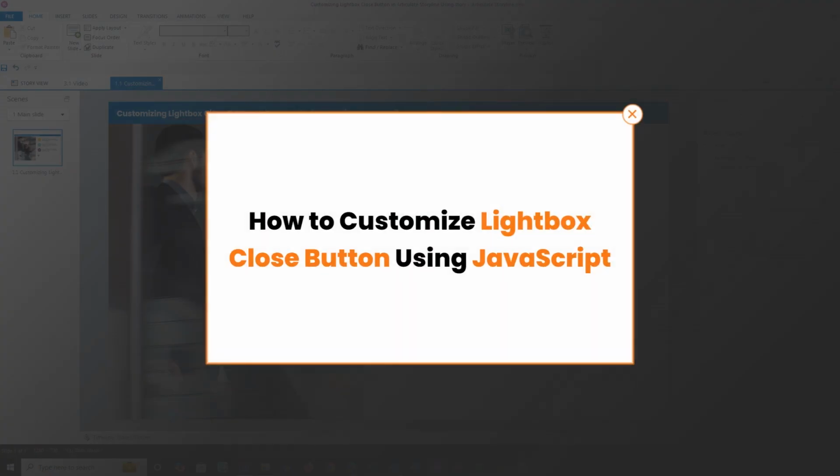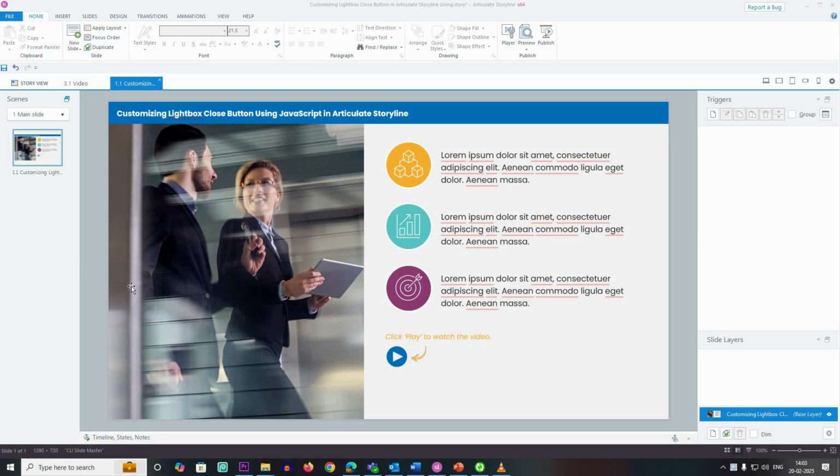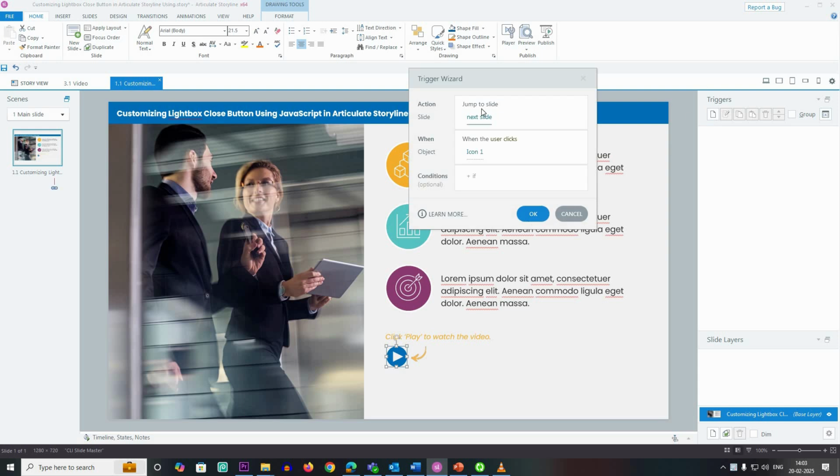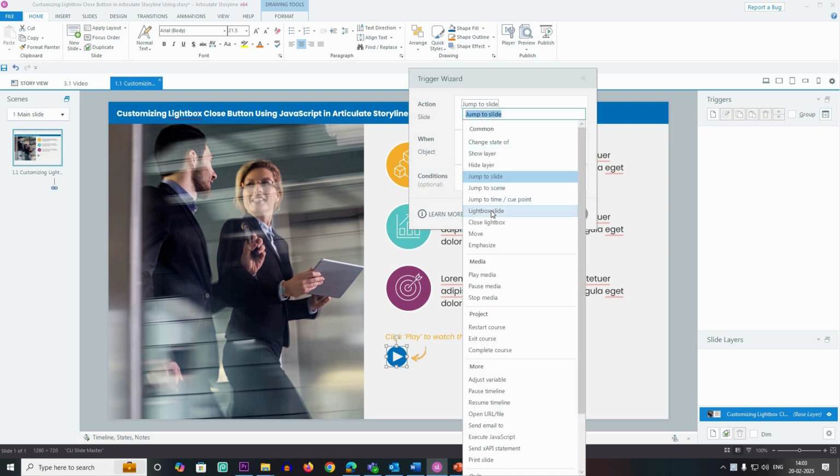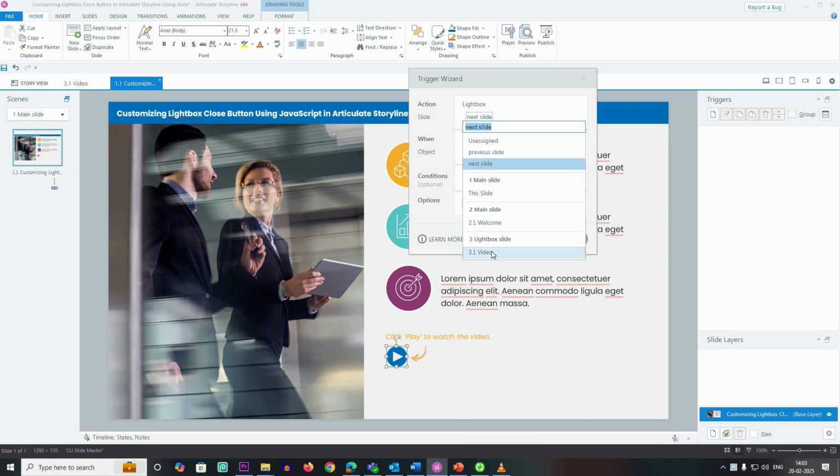Hi there. Today, I'll show you how to customize Lightbox close button using JavaScript in Articulate Storyline. First, create or select the slide you want to display as a Lightbox. Use the Lightbox slide trigger to set up the Lightbox functionality on a different slide.